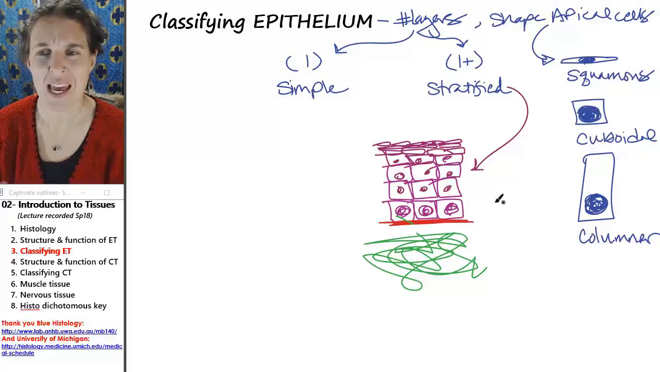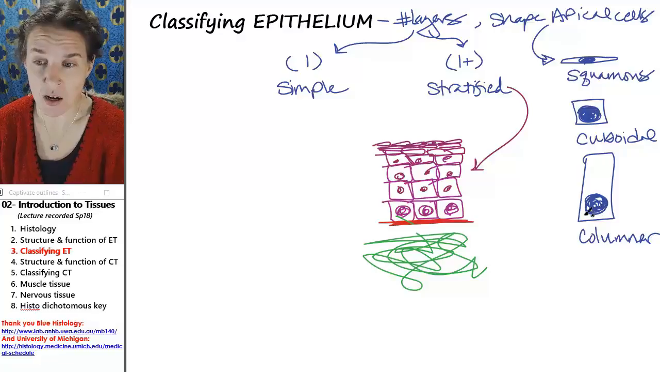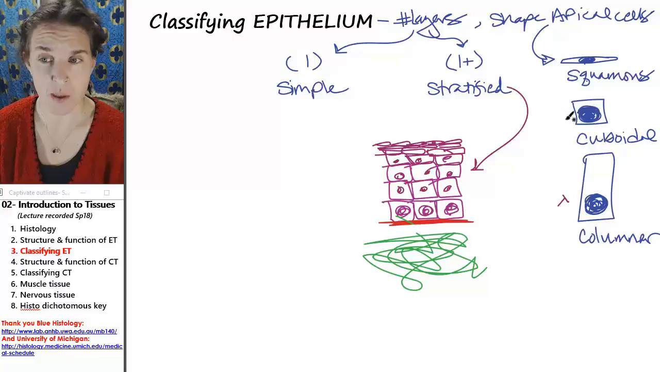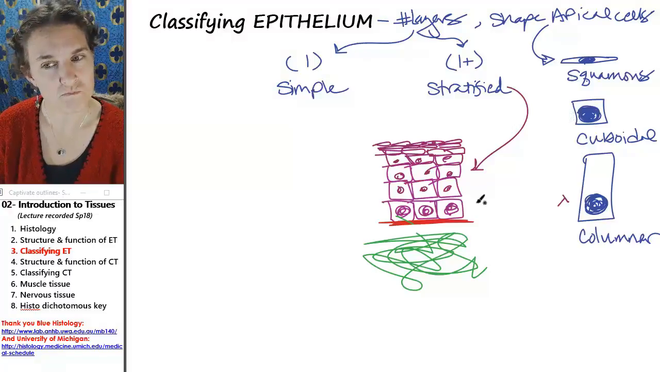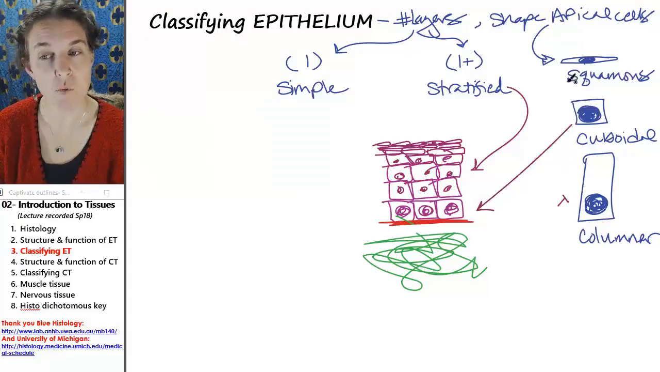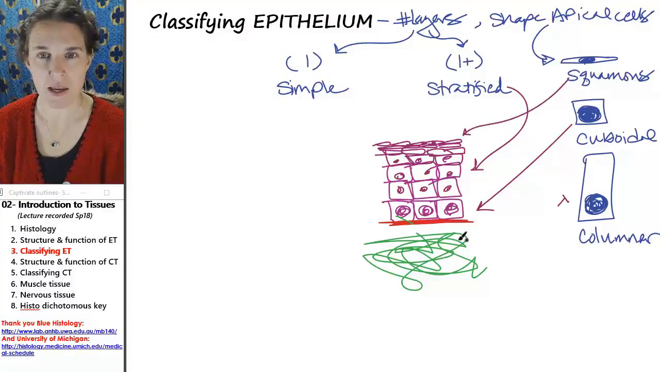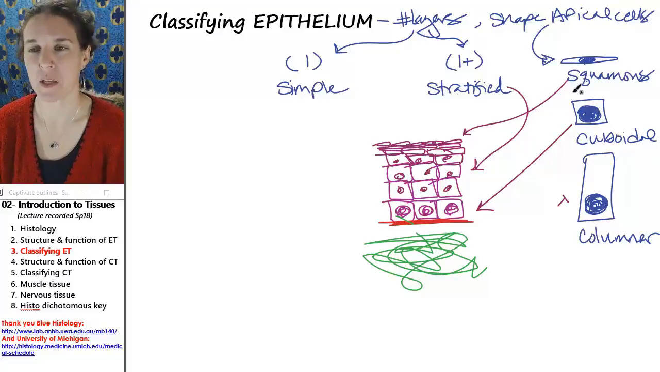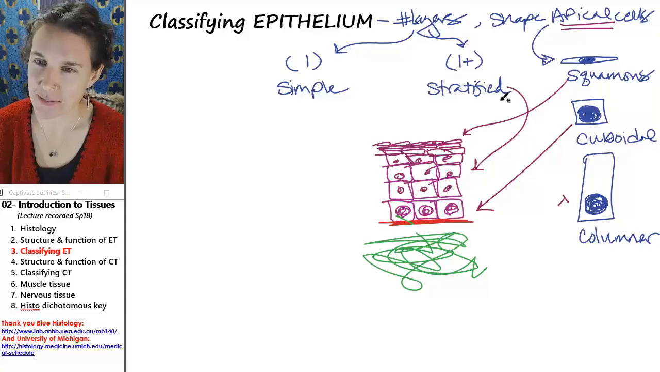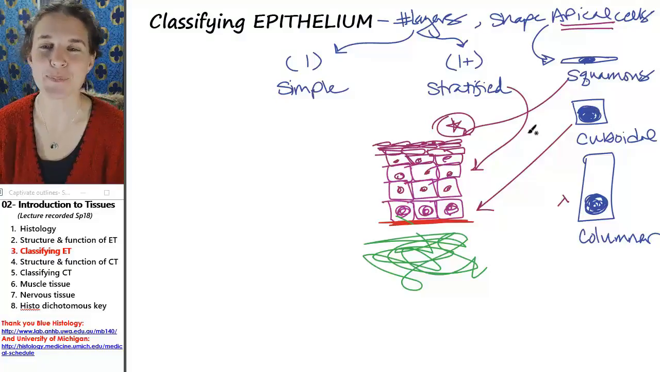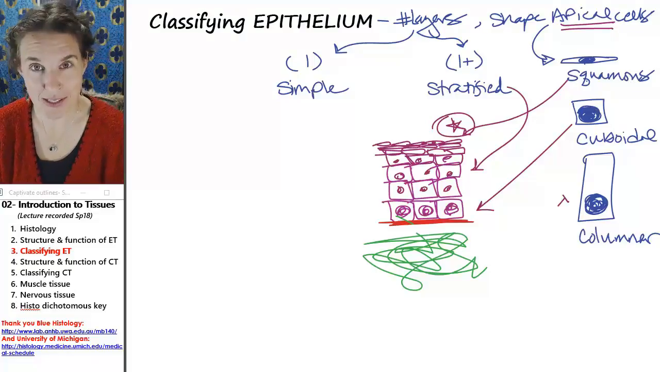Definitely stratified. Now, what is the shape? Squamous, cuboidal, or columnar? Is it columnar? Definitely not. Nothing columnar here at all. Cuboidal? There are some cuboidal cells. Squamous? There are some squamous cells. How do you know which one it is? It's stratified something. Where's my apical edge, my friends? So what kind of tissue am I talking about? Stratified squamous epithelium.